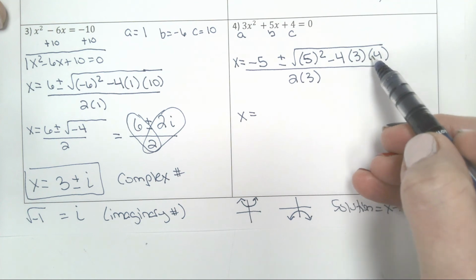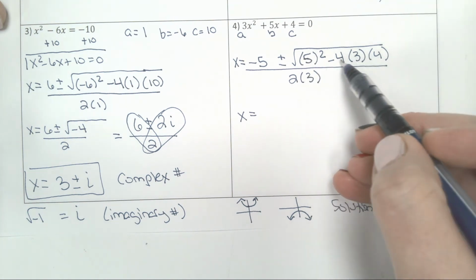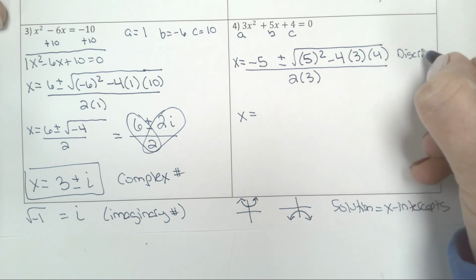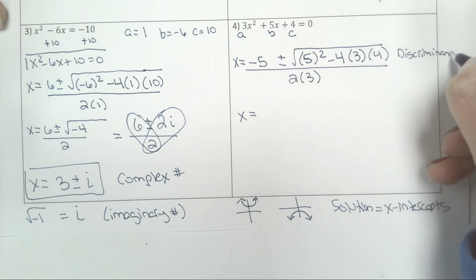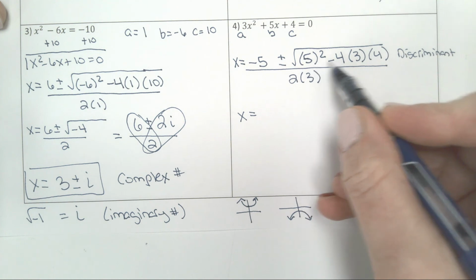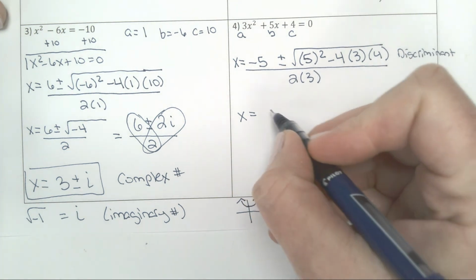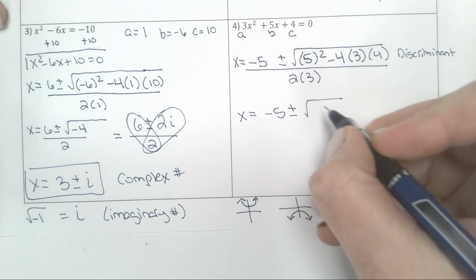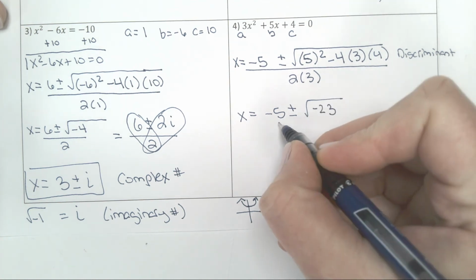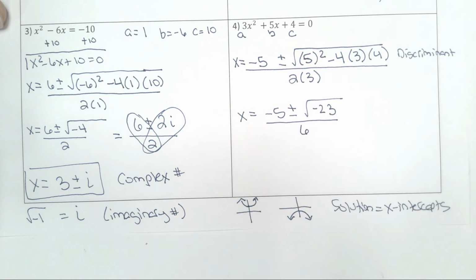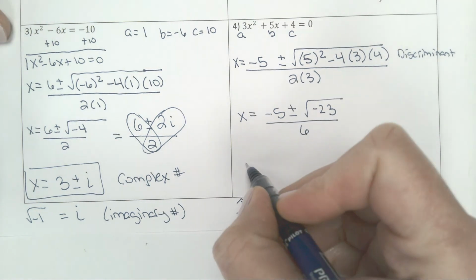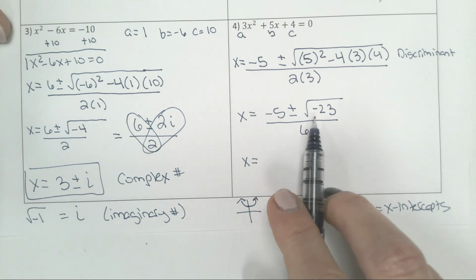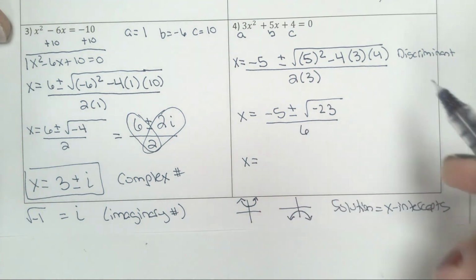The next thing you need to do is take the numbers under the radical, and once again, this is called the discriminant, and figure out what that number is. So x equals negative 5 plus or minus the square root of negative 23, all over 6. There's not much simplifying that we can do here.